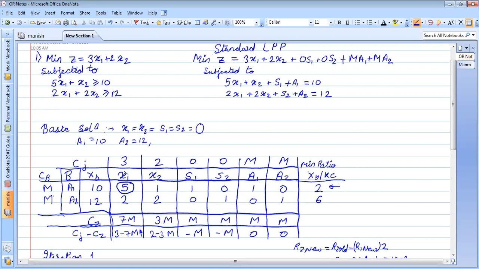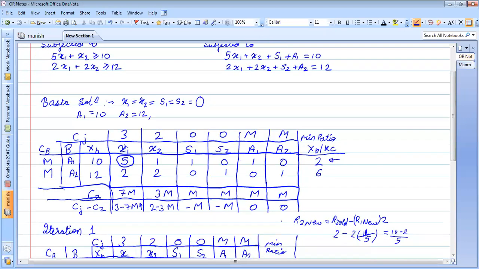Then 1 into M plus 0 into M, so M. Next is 0 into M is 0 plus 1 into M is M. Next is 1 into M is M, 0 into M is 0. Then 0 into M is 0 plus 1 into M is M. So we have written 7M, 3M, M, M, M, M.